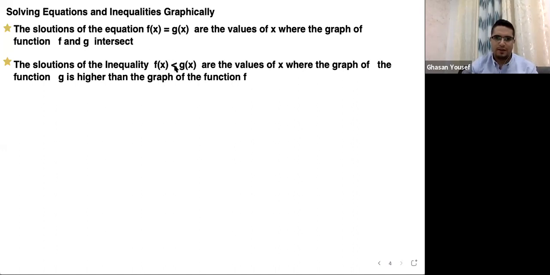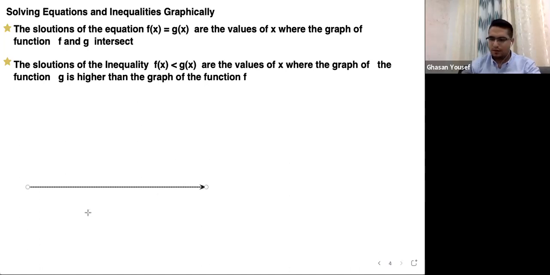For the second one, to solve an inequality, where inequality means greater than, less than, or equal, suppose I have two functions, and the first function is less than the second function. The values of x are where the graph of the function g is higher than, or above, the graph of the second function f. I'm going to show you this by graphing.